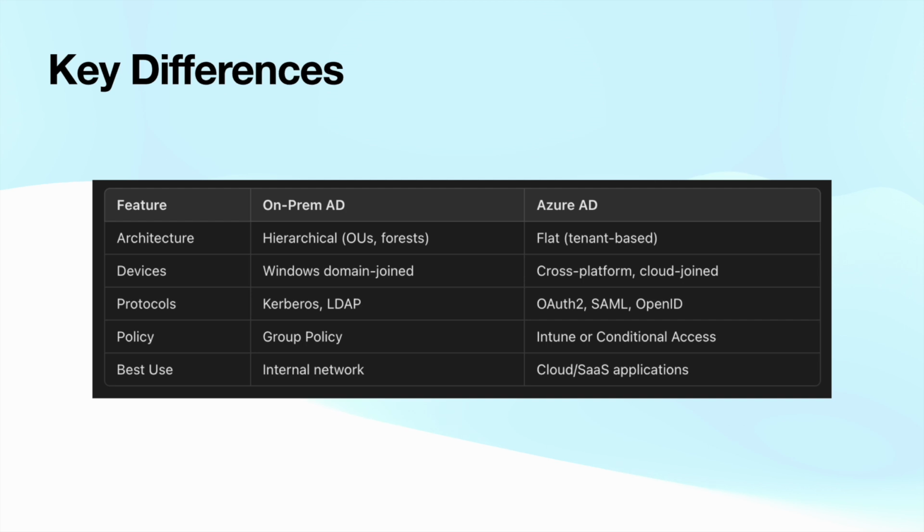You can do SSO, you can do multi-factor authentication, you can do whatever you want based on the access given to you. As for protocols, for the local network you can use Kerberos and LDAP, and here it's OAuth 2, SAML, OpenID. For policy, it's group policy on-prem, and Intune or conditional access in Azure. The best use of on-prem AD is the internal network, and Azure AD is for cloud or SaaS applications. It's on the cloud. This is for your local network.